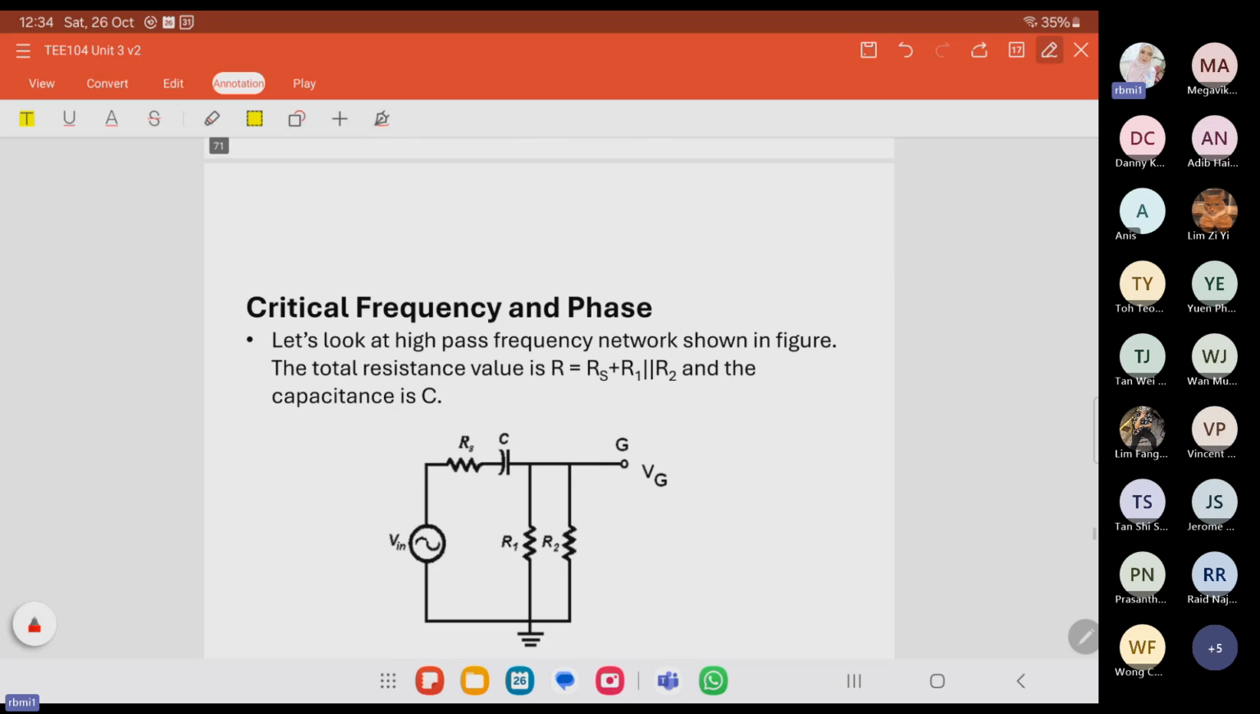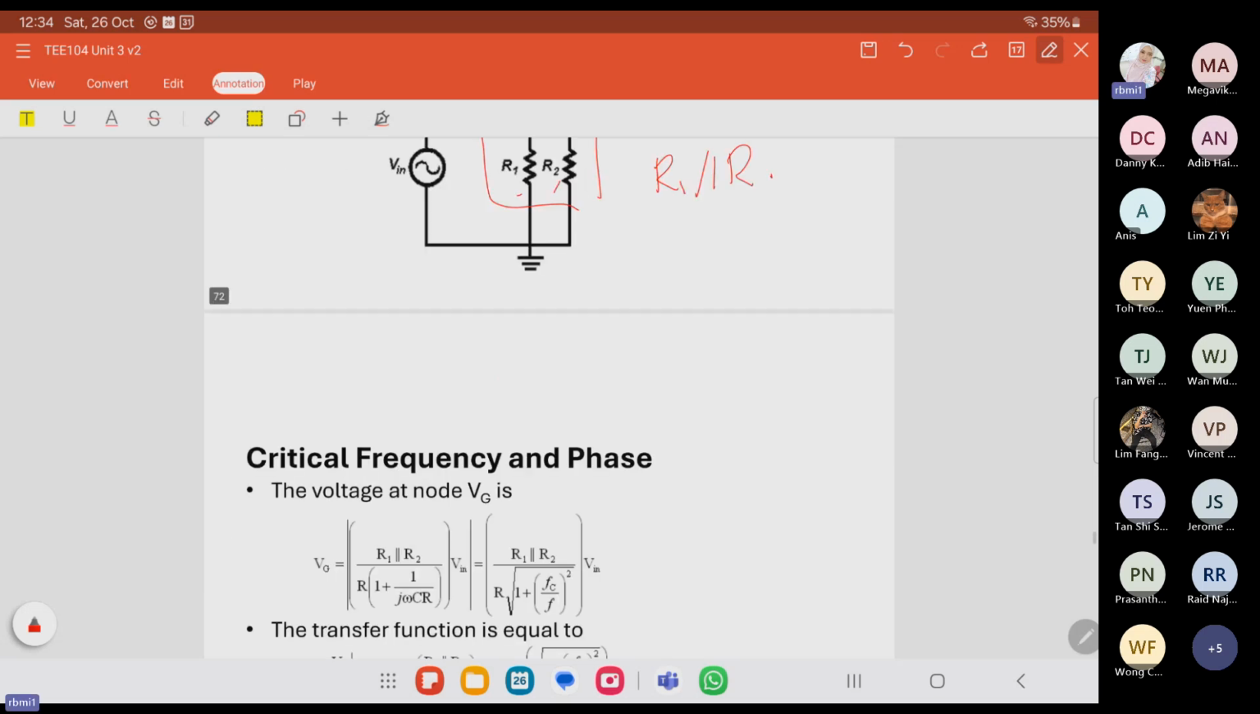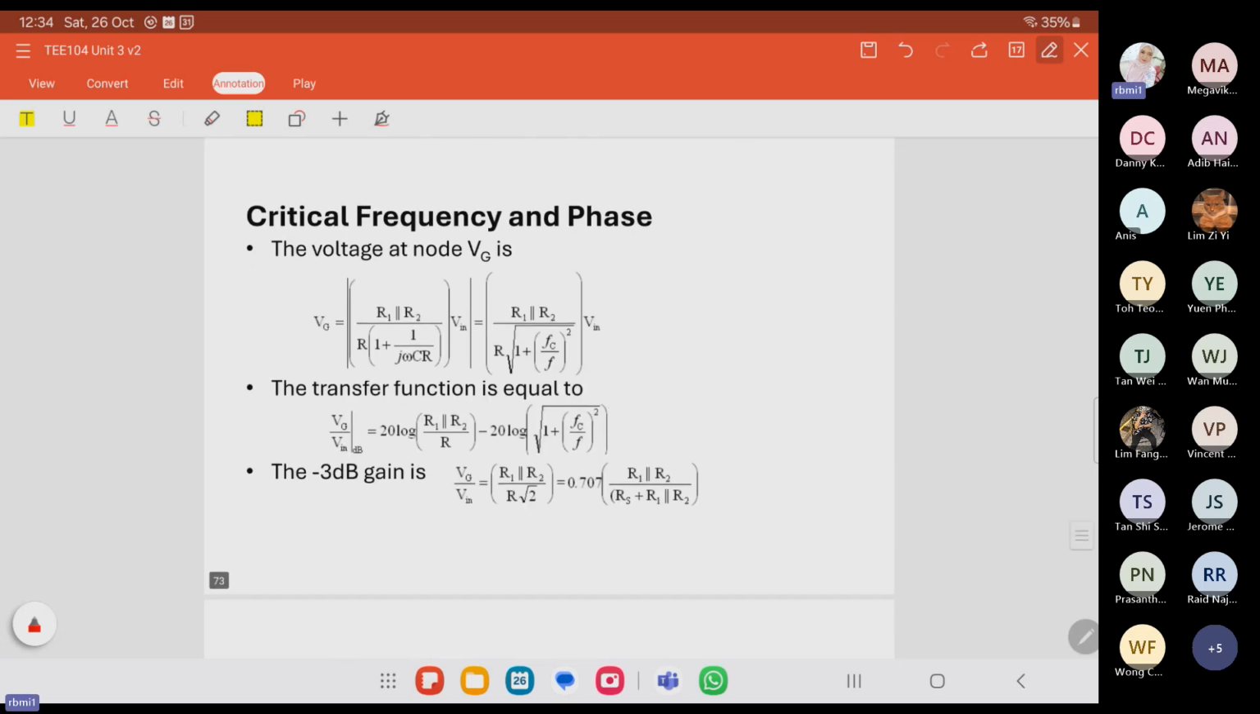Now we go to the critical frequency and phase. This is the low frequency RC network of the input, due to the capacitor C and all the resistances that we have. So R is equal to RS in series with R1 parallel with R2. These two are in parallel, so consider it all in series: RS in series with the two parallel, R1 and R2. This is for the critical frequency for Vout and Vin.